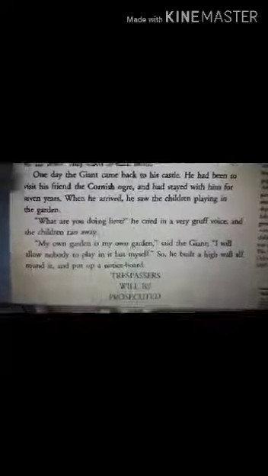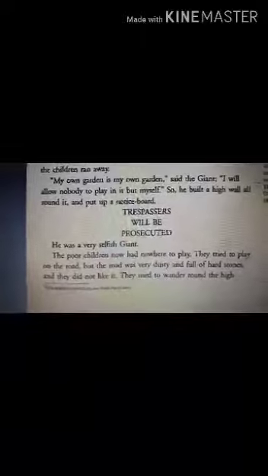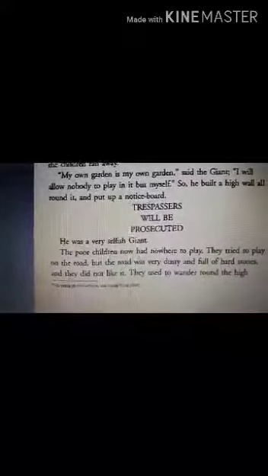Then after that, the Giant wrote on a notice board that trespassers will be prosecuted. And we all know that he was very selfish. Then no children went there. They tried to go there, but because they were very frightened of the Giant, they never visited his garden. Then come to the next page.